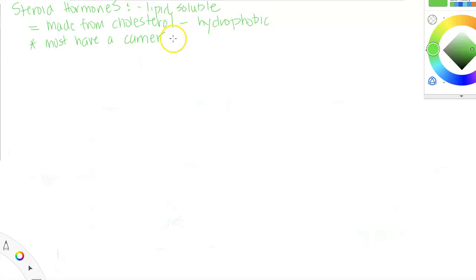So steroid hormones are made in the gonads, meaning the ovaries and the testes. And they're also made in the adrenal cortex.